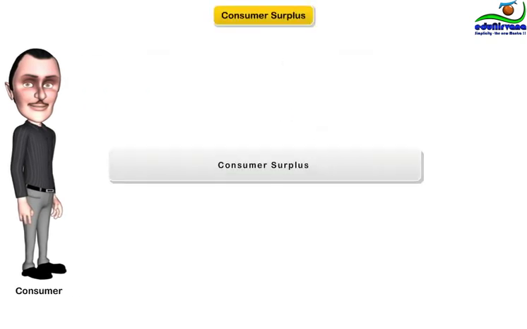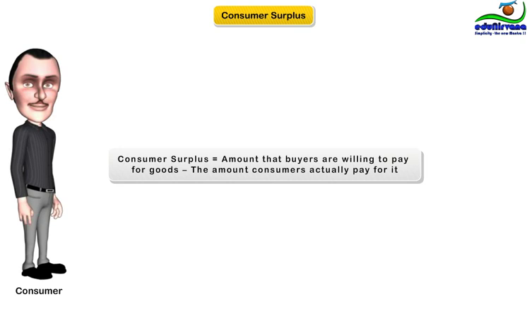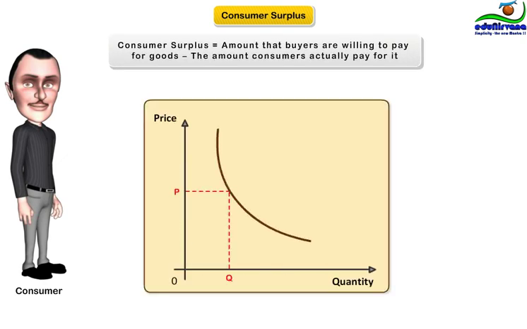Consumer surplus is the amount that buyers are willing to pay for a good minus the amount they actually pay for it. It measures how much the buyer values the good or service. The market demand curve depicts the various quantities that buyers would be willing and able to purchase at different prices. The area below the demand curve and above the equilibrium price measures the consumer surplus in the market.